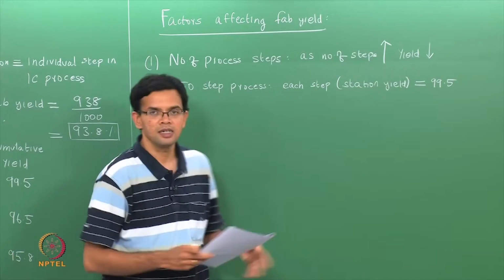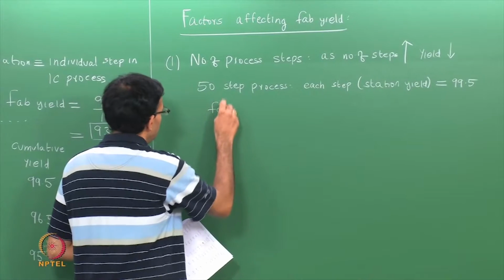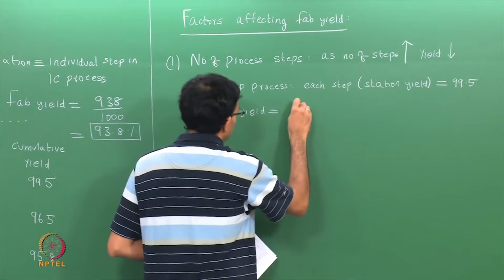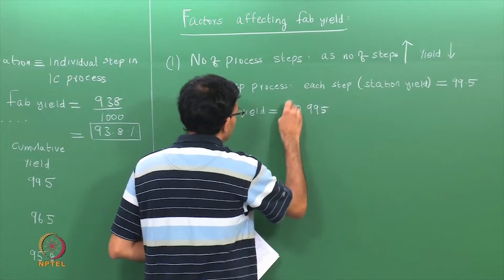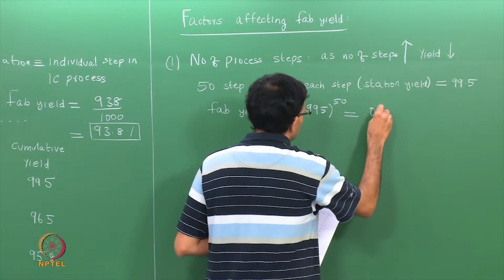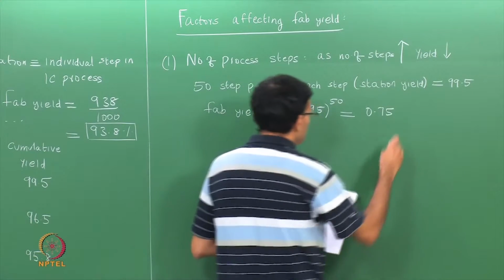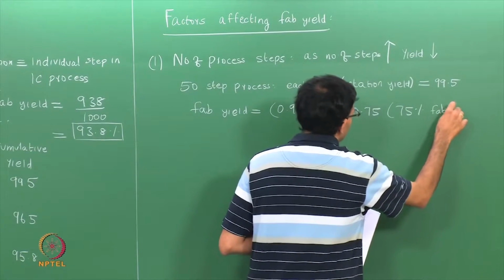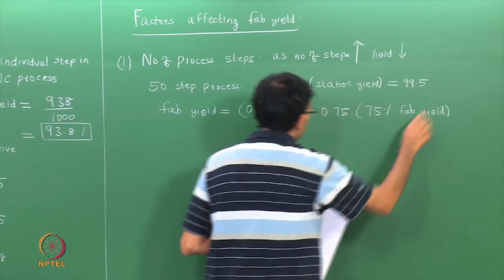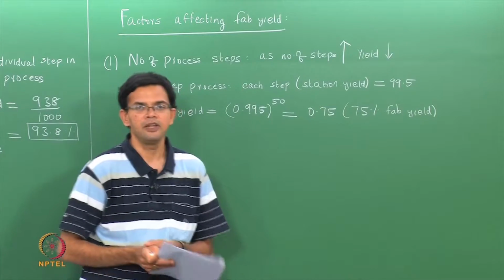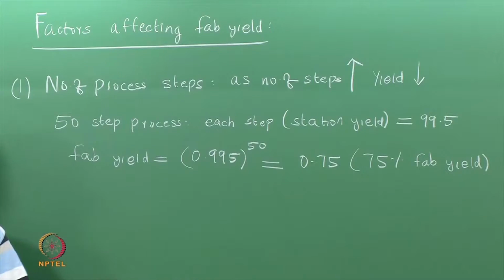But if you have 50 such steps, the overall fab yield is the product of the individual station yields. So, 0.995 to the power 50, which is just 0.75 or 75% fab yield. If instead of 50 we had 100 processes, the yield will be even lower. So, the more the number of process steps, the lower will be the yield.